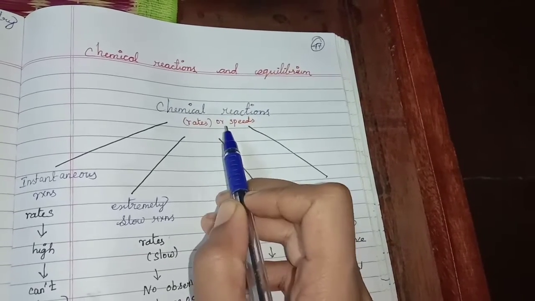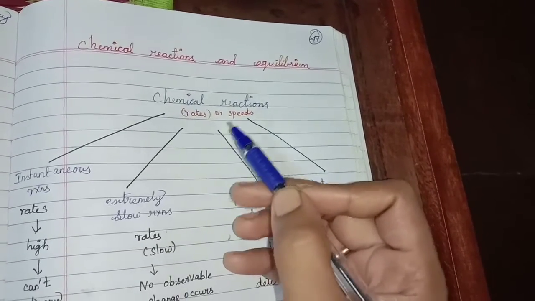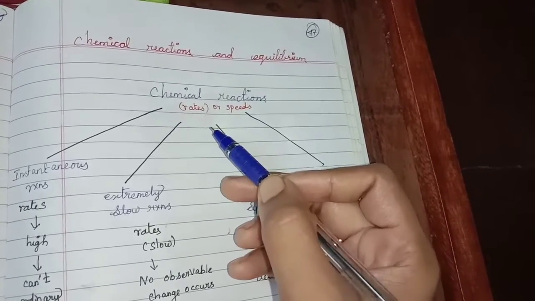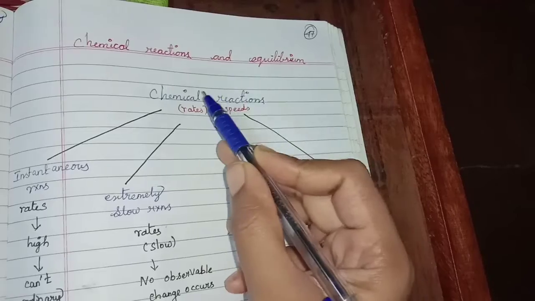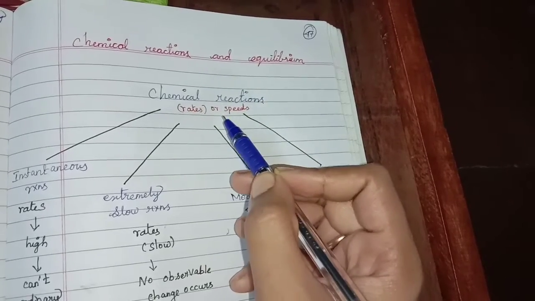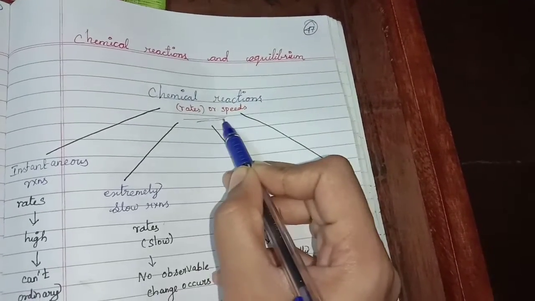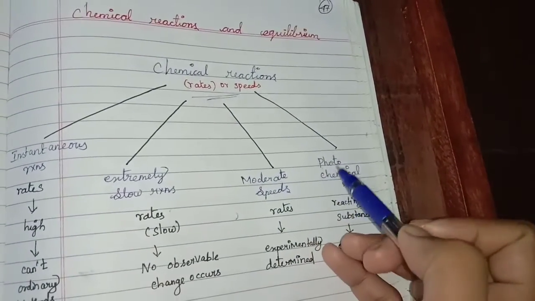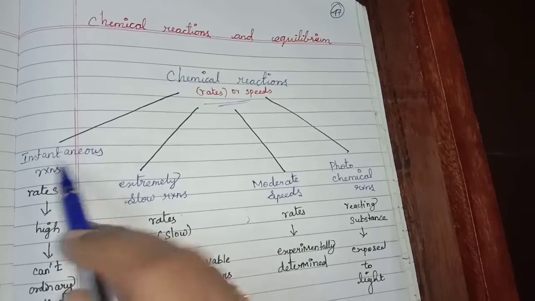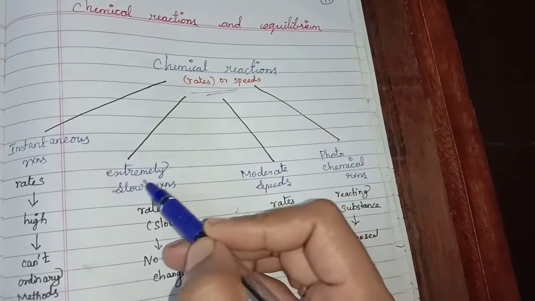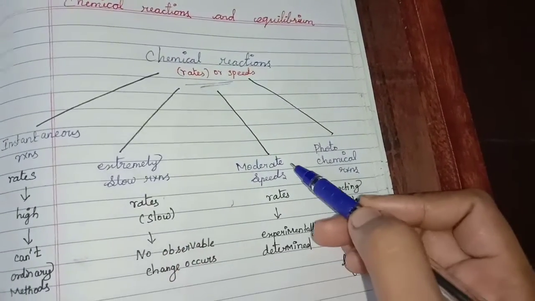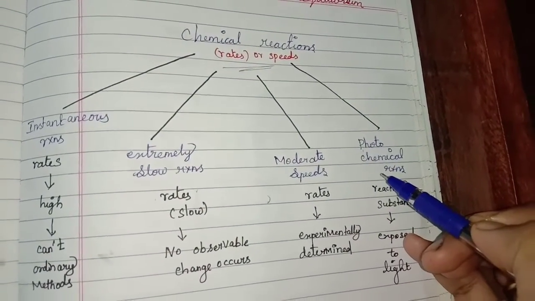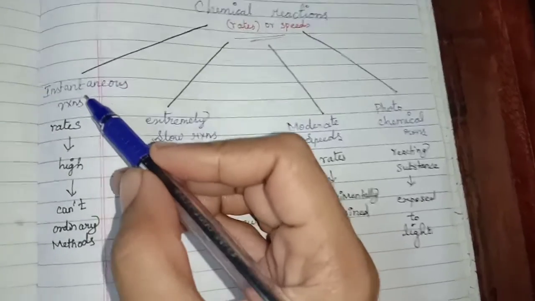How the reaction is very fast or how the reaction is very slow, how the reaction takes place, what are the products we have got, like that. According to the chemical reaction rates or speeds, the reactions are differentiated into these four types. First one is instantaneous reaction, second one is extremely slow reaction, third one is moderate speed, and fourth one is photochemical reaction. So first we can see about instantaneous reaction.